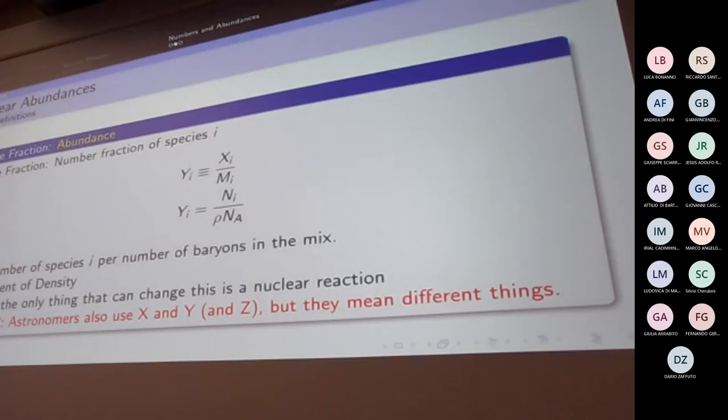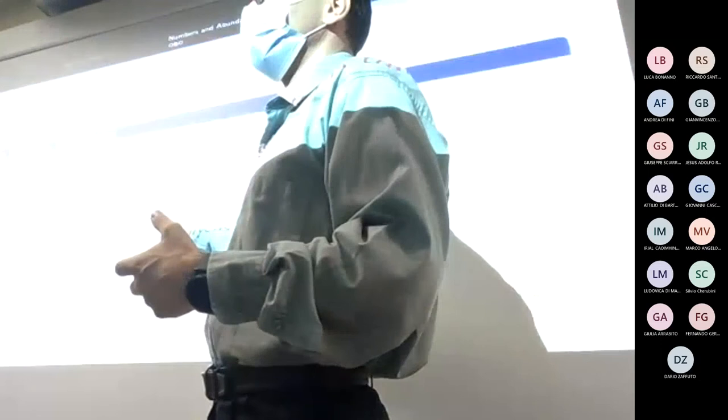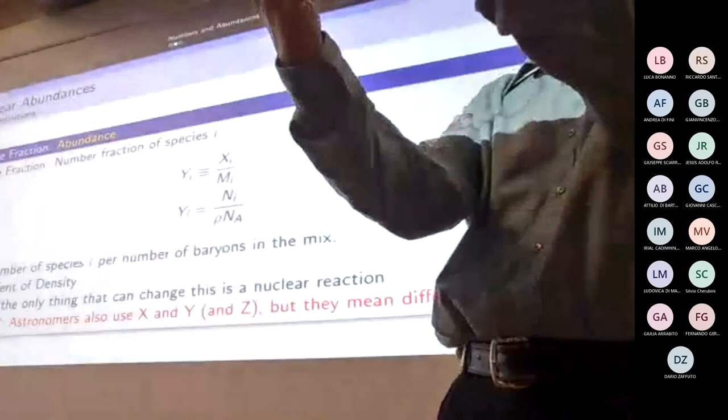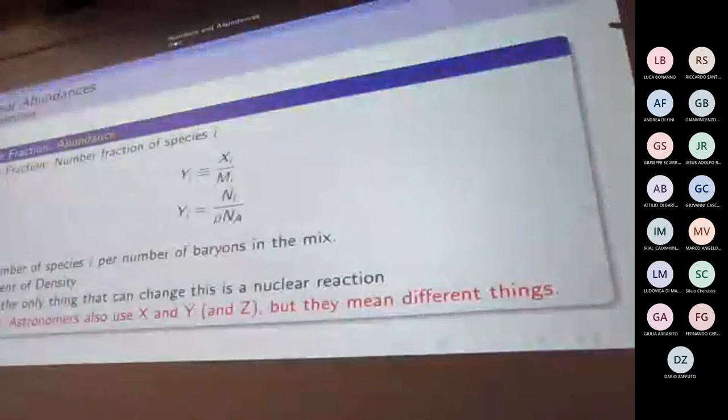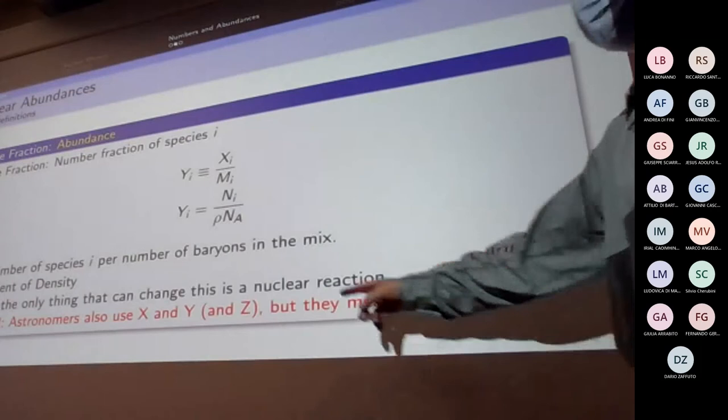This is nice to use because if my region of space gets bigger, the number doesn't change. If I have a little region of space and I put it in a box and I make that box bigger, the density will drop, but the number of oxygen in there won't change. We like this too because this number is generally only changed by nuclear reactions. If I have a nuclear reaction, it might change oxygen to carbon, for example. That will change this number. So we like this number quite a bit, okay?